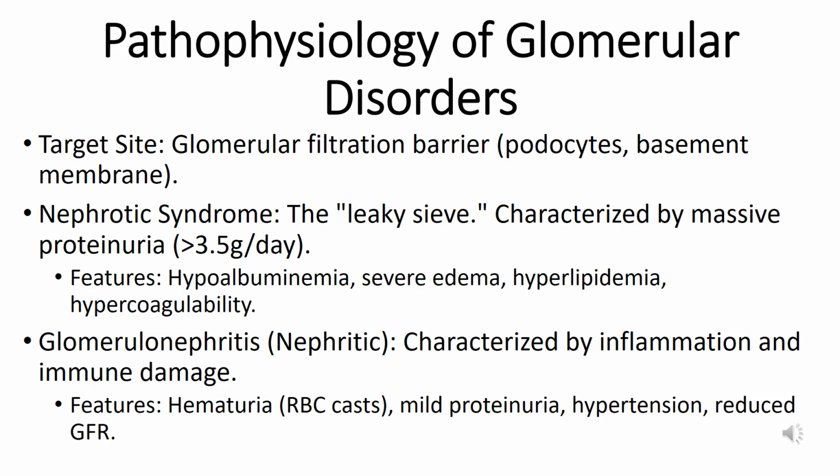Red blood cells can leak through the damaged barrier. This produces hematuria. Under microscopic examination, red blood cell casts may be seen. These casts are an important clue to glomerular inflammation. Proteinuria may also occur. However, it is usually less severe than in nephrotic syndrome. Inflammation reduces the efficiency of filtration.